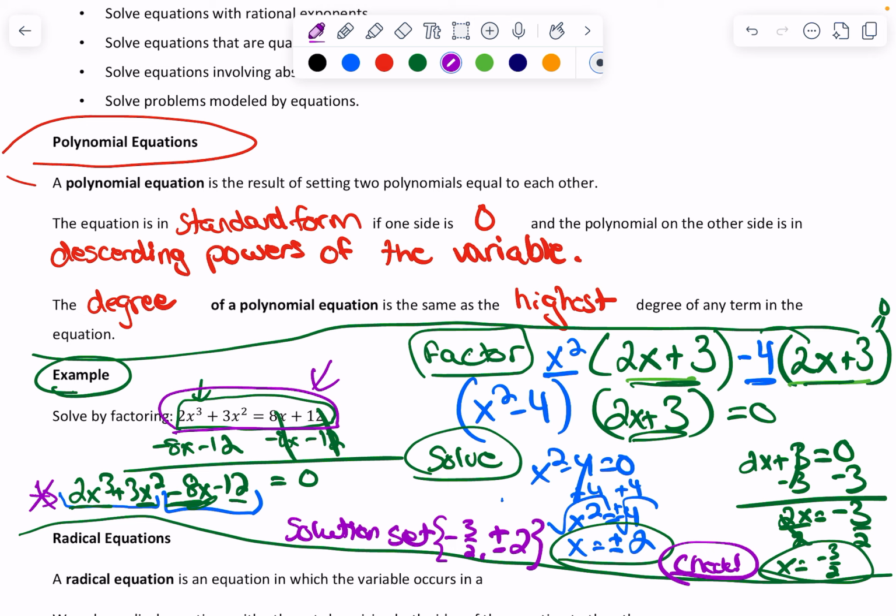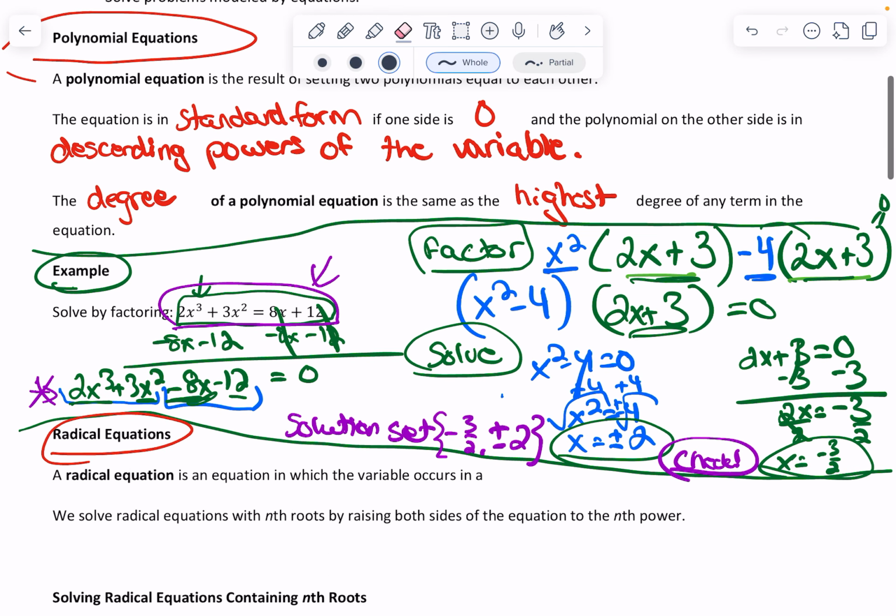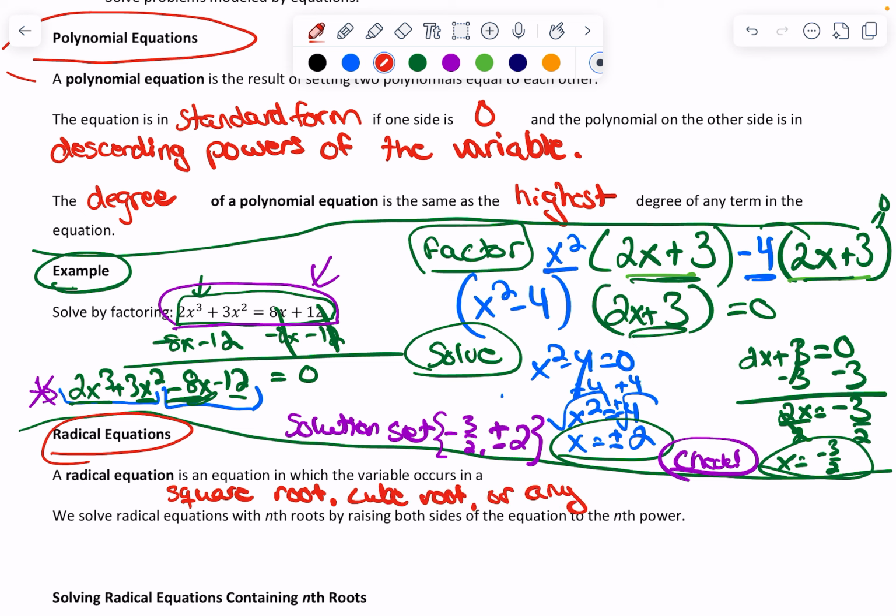Okay, so let's move on to the next one, which is radical equations. So a radical equation is an equation in which the variable occurs in a square root, cube root, or any higher root. And we solve radical equations with nth roots by raising both sides of the equation to the nth power.